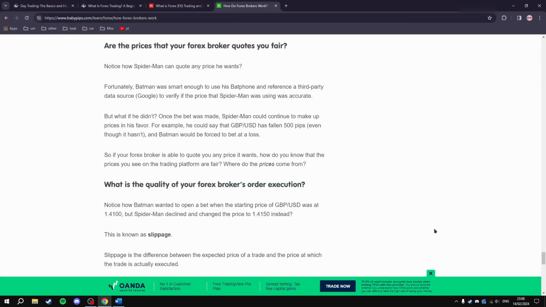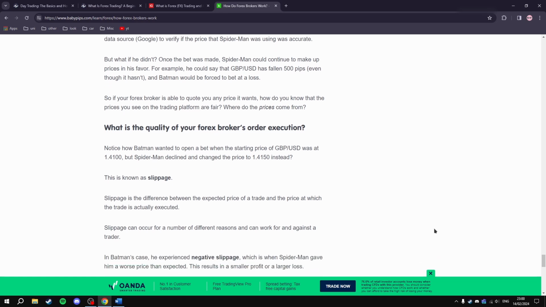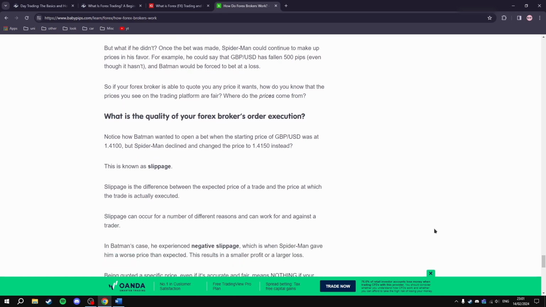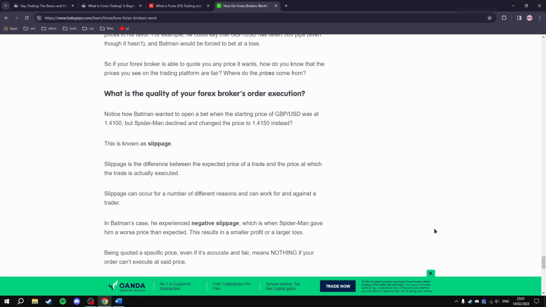Notice how Spider-Man can quote any price he wants. Fortunately, Batman was smart enough to use his Batphone and reference a third-party data source, Google, to verify if the price that Spider-Man was using was accurate. But what if he didn't? Once the bet was made, Spider-Man could continue to make up prices in his favour. For example, he could say that GBPUSD has fallen 500 pips, even though it hasn't, and Batman will be forced to bet at a loss.